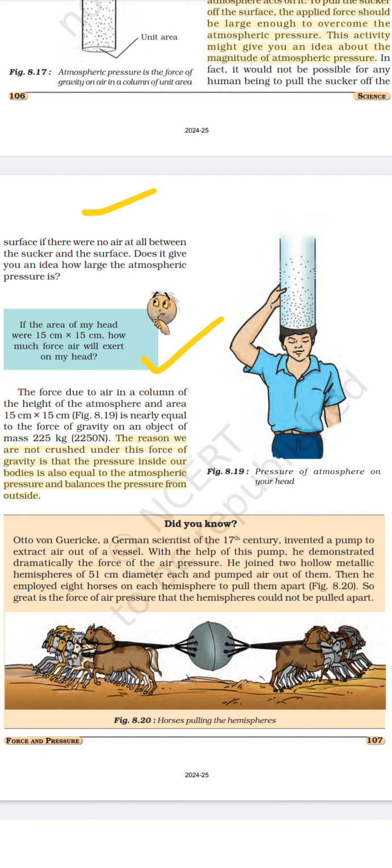Got it? Did you know? You can go through it. Here, figure 8.19.